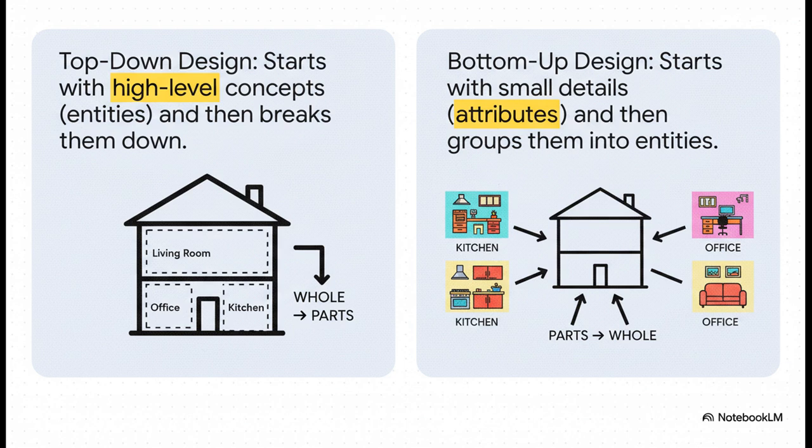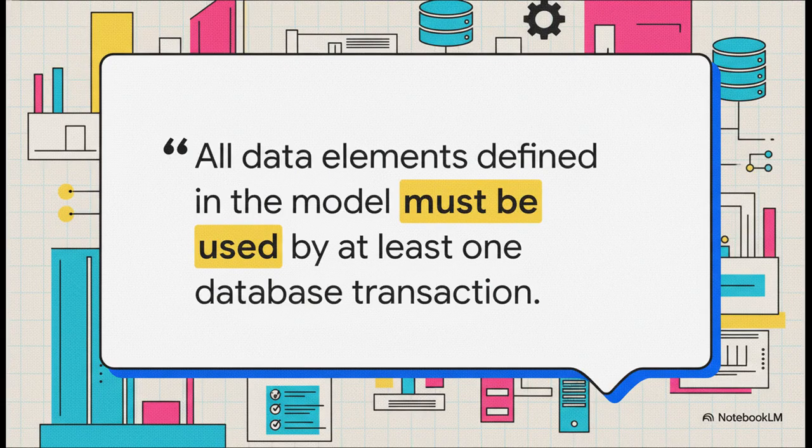For big, well-understood projects, top-down is usually the way to go. And this brings us to a really core principle of good, efficient design, the minimal data rule. It's so simple. Every single piece of data you decide to store has to have a purpose. Think about it. An architect wouldn't design a room that nobody will ever use. It's a waste of space. Same idea here. We don't create space in our database for data that will never actually be used.